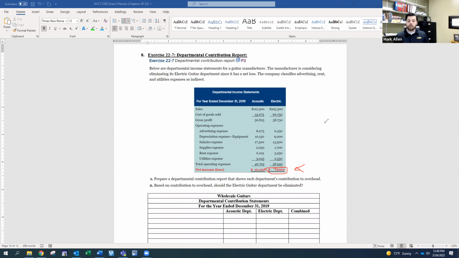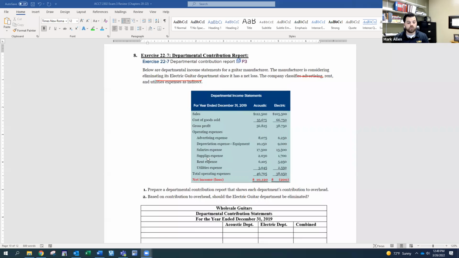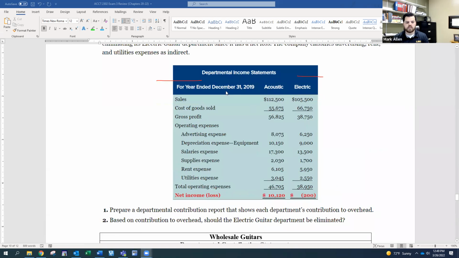But if we have a company that says, hey, we eliminate departments when they have a loss, then it's on the chopping block, perhaps. So we've got to see, would it make sense to eliminate that department? If yes, why? If not, why not? So the manufacturer is considering eliminating electric guitars. The company classifies advertising, rent, and utilities as indirect. So what I'm going to strongly recommend you do is make a note.